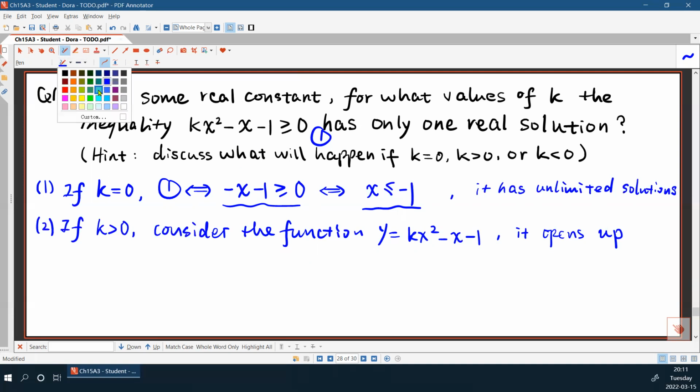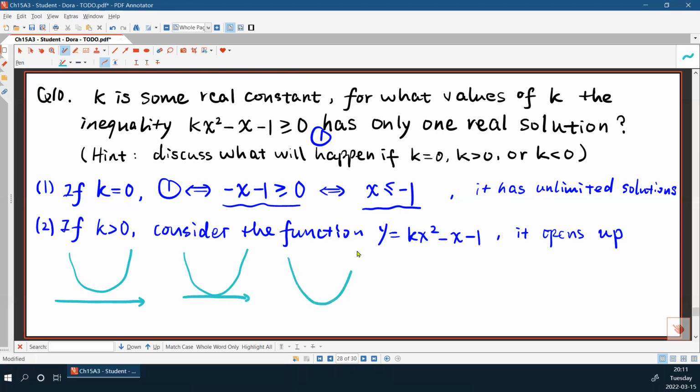Okay, if it opens up, it will have a shape like this, right? So it will have 3 different kinds of relationship with the x-axis: it has no zeros, or just 1 zero, or it can also have 2 zeros, right? Depends on different values of k. And note here, the question states that this inequality has only one real solution. That means there is exactly one value of x that can make this function equal 0, right? So are these possible in these 3 different cases? Okay, let's consider them one by one.